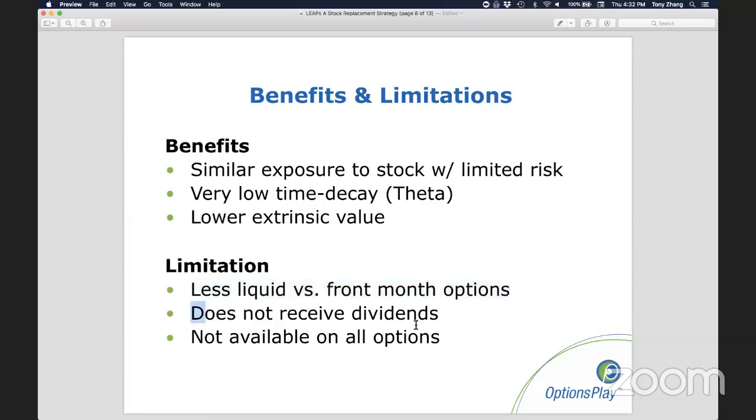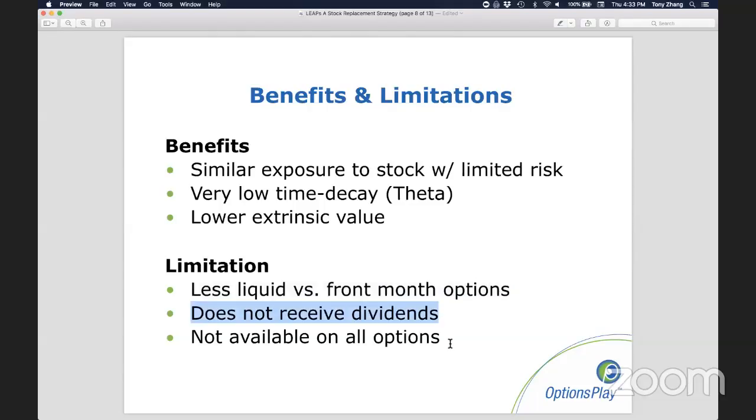Second of all, when you own a LEAP versus buying a stock, you don't receive the dividends. So if you own a stock, let's say you're bullish on a stock and you buy that stock, you're going to receive dividends as they pay out. If you're long that same LEAP, you're not going to be paid the dividend. So keep that in mind. If the dividend is important to you, you might be better off just buying the outright stock.